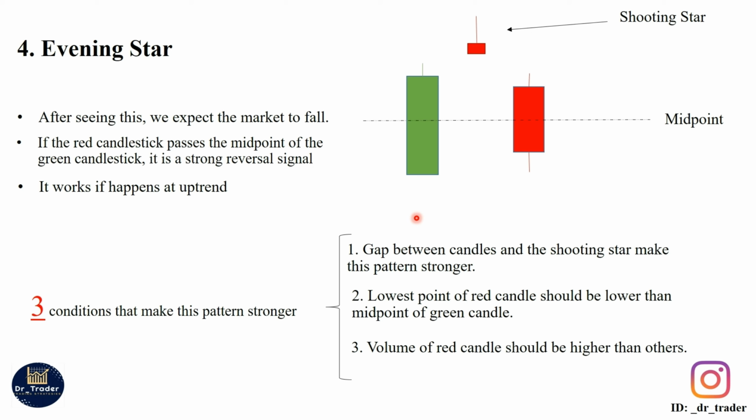And also, the lowest point of this red candle should be lower than midpoint of green candle. And also, there is another condition, and it is volume condition, and it tells us that the volume of trading in this red candlestick should be higher than these two candles.